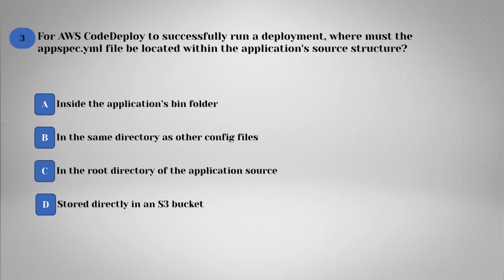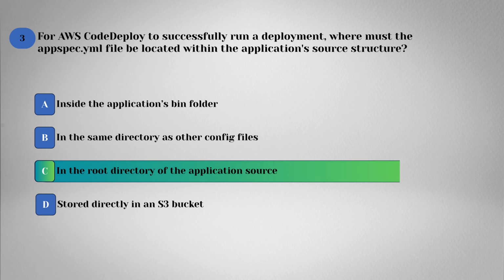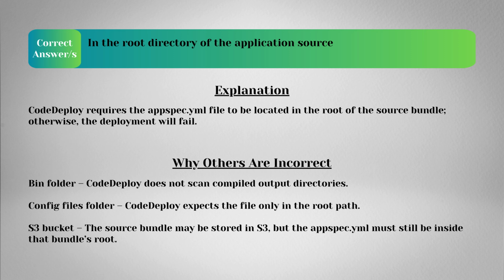For AWS CodeDeploy to successfully run a deployment, where must the appspec.yml file be located within the application source structure? Correct answer, in the root directory of the application source. Explanation: CodeDeploy requires the appspec.yml file to be located in the root of the source bundle, otherwise, the deployment will fail. Why others are incorrect?